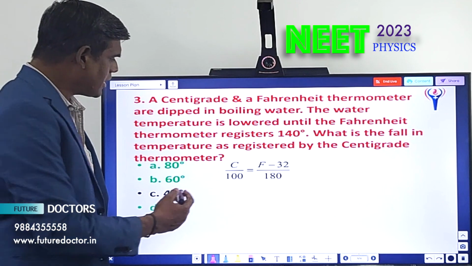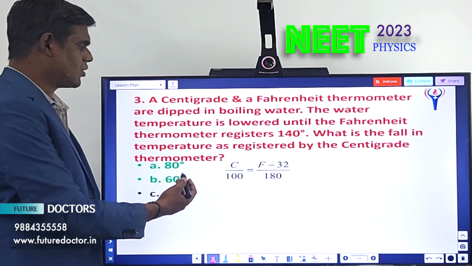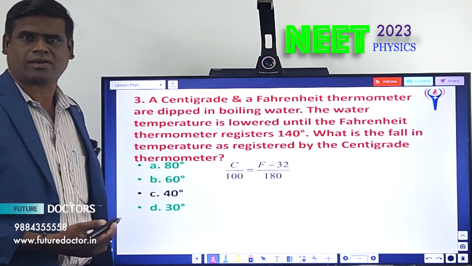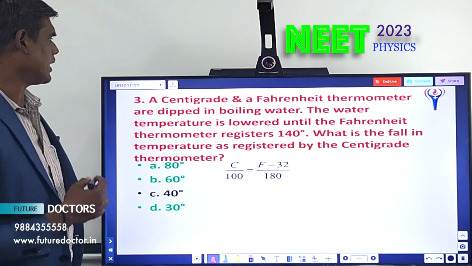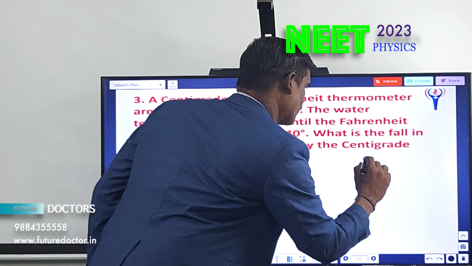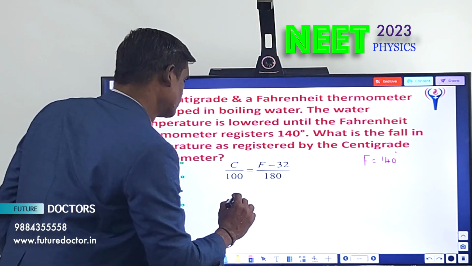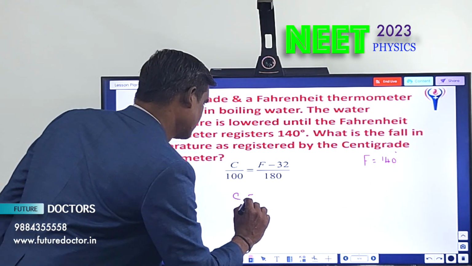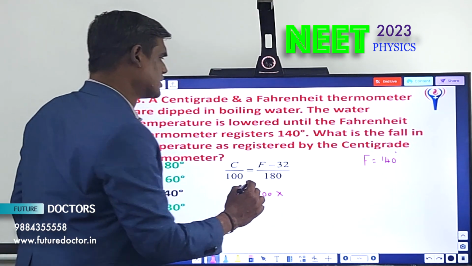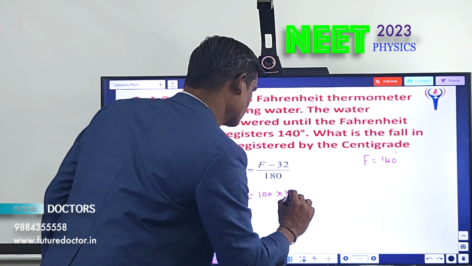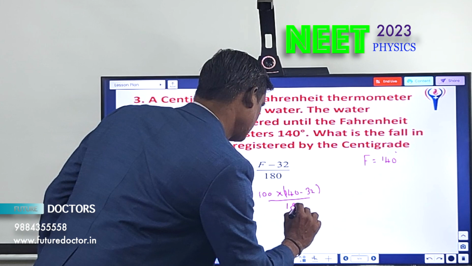The relation between centigrade and Fahrenheit is this formula: C minus 0 by 100 minus 0 equals F minus 32 by 180. So C by 100 equals F minus 32 by 180. And F is given as 140 degrees Fahrenheit. Substitute this here: C equals 100 into 140 minus 32, divided by 180.